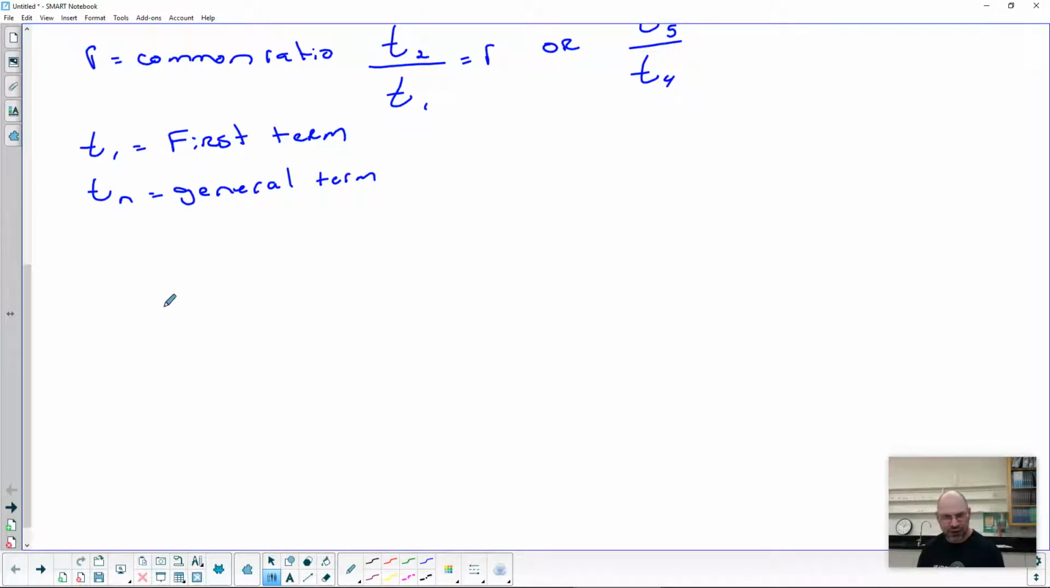If we were to write that as the general term, Tn, the general term, is equal to the first term, T1, times r, the common ratio, raised to the power of n minus 1, because we have to subtract 1 from the first term. And n represents the number of terms. Again, we know the first term, the general term, and of course n is the number of terms.